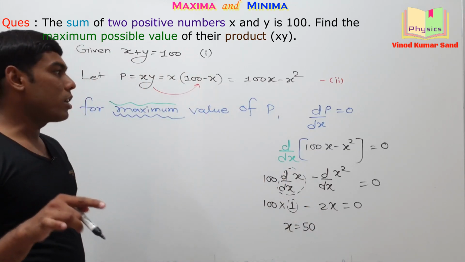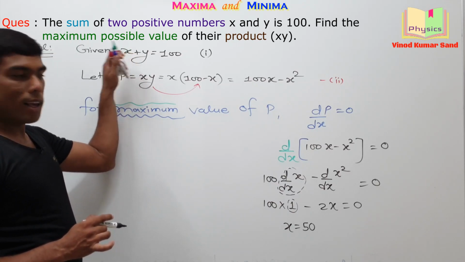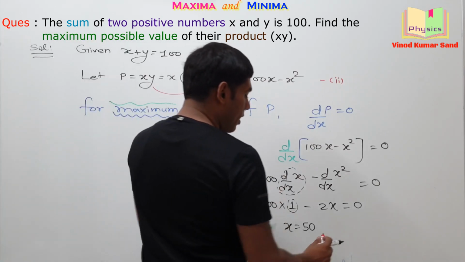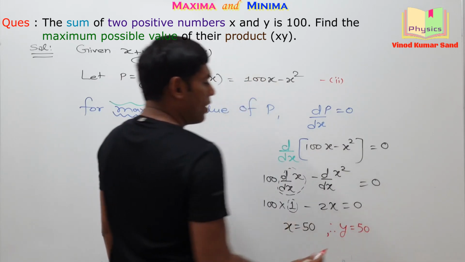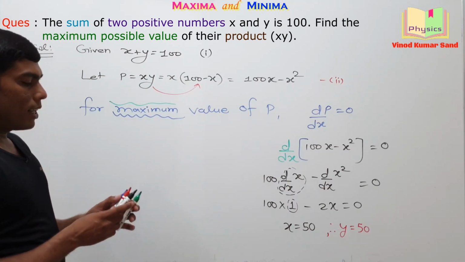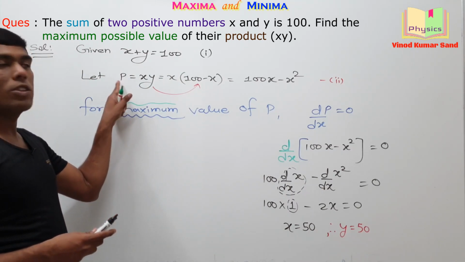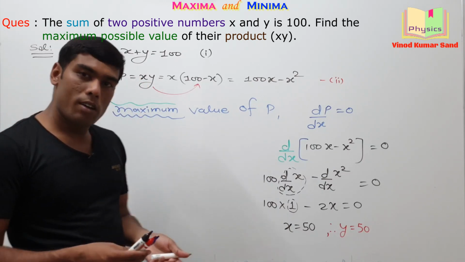If x is 50, what should be the value of y from this expression? When x is equal to 50, then y is also 50. If x is 50 and y is 50, then what is the maximum value of this product? 50 into 50 means 2500.